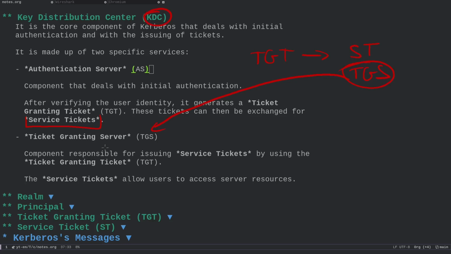So that's the idea. Now, the authentication server, as I said, authenticates the user and generates the TGT. The ticket granting server instead uses the TGT generated by the authentication server to generate the service tickets, the ones that you actually use to authenticate to services and to use those services. So this can be already confusing, I understand.